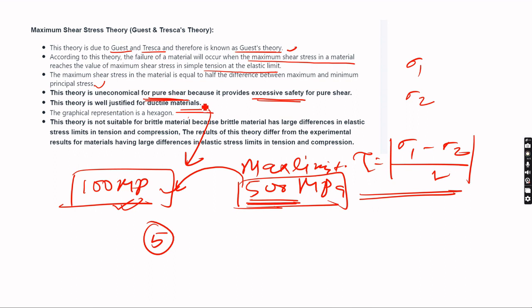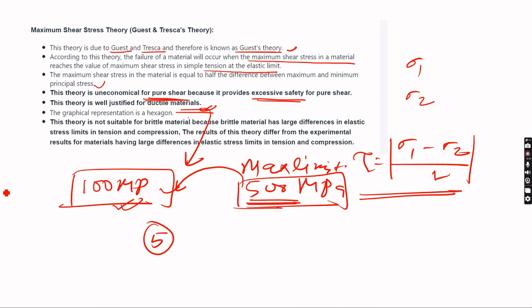This is well justified for a ductile material because they can ask an objective question. So you should read about which theory is applicable for which material: ductile material, viscoelastic material, molecular material, all these things. You just go through it. It means it is indicating they can ask this type of question. The meaning of this statement is this.